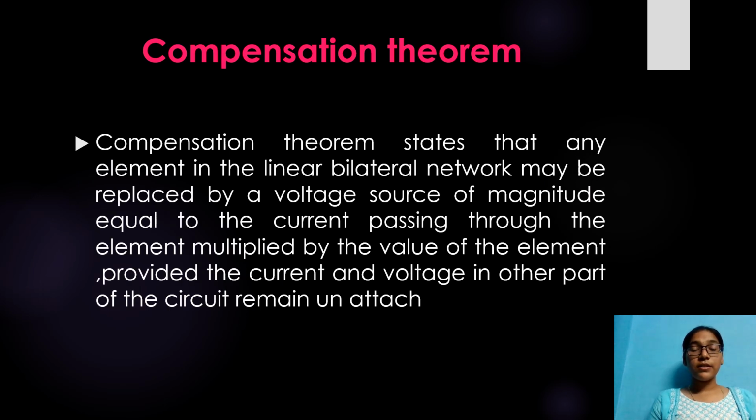The last theorem is the compensation theorem. The compensation theorem states that any element in a linear bilateral network may be replaced by a voltage source of a magnitude equal to the current passing through the element multiplied by the value of the element, provided the current and voltage in other parts of the circuit remain unchanged.